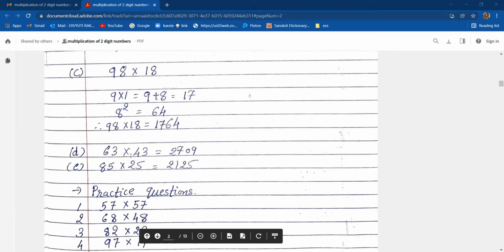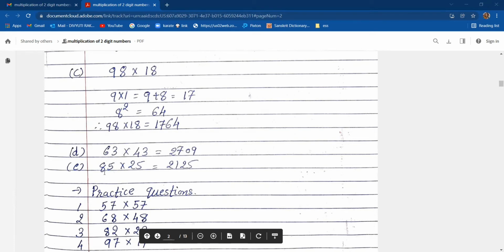So 63 into 43. Here 3 is same. 6 and 4 is 10. So 6 fours are 24. 24 plus 3 is 27. And 3 square is 9. 9 is a single digit, so 09. So 2709 is the answer.